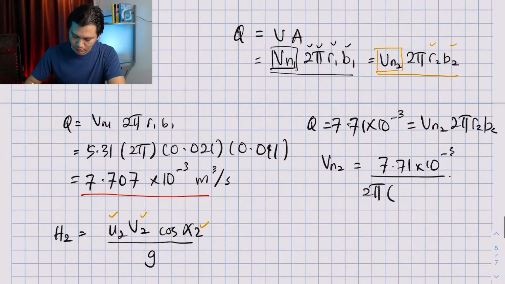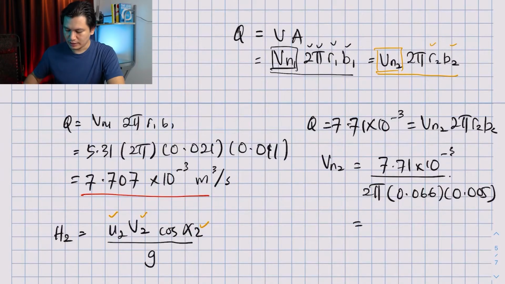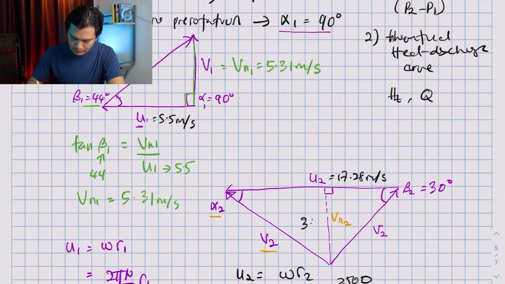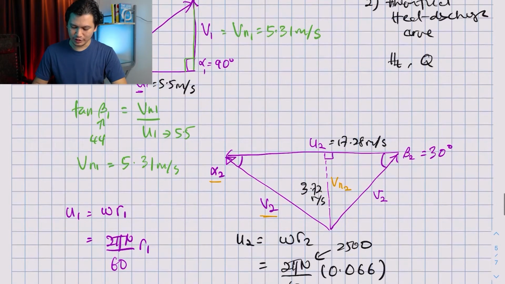So this is 0.066. This is 0.005. Okay, and you end up with Vn2 equal to 3.72 meter per second. And in here, I'm just going to label it. This is 3.72 meter per second. Okay, now what do we do with this information?